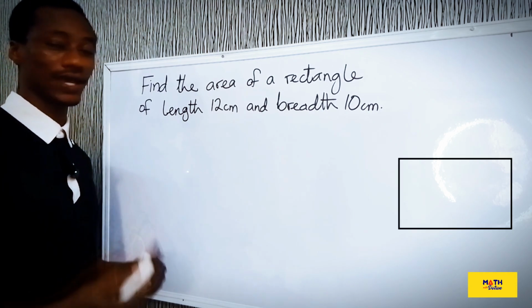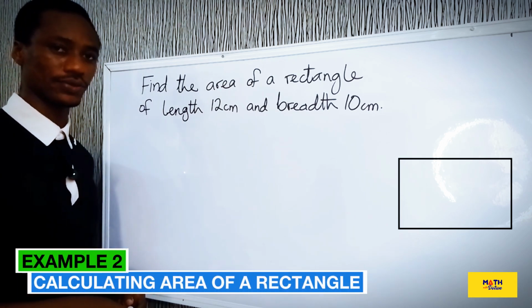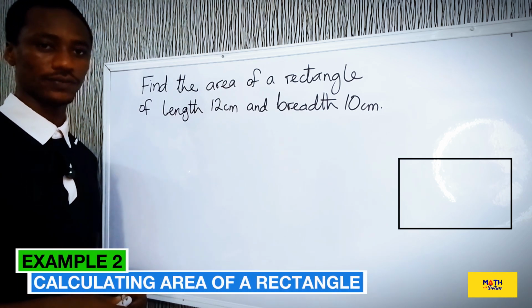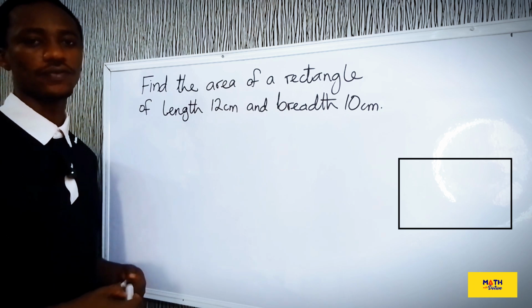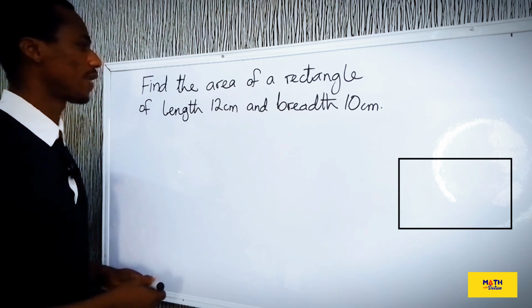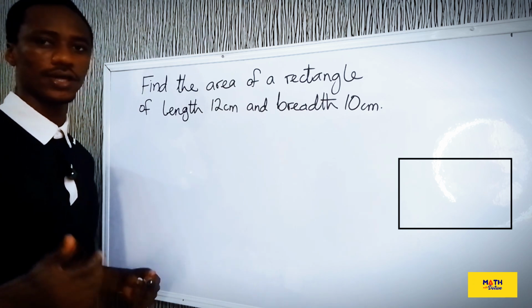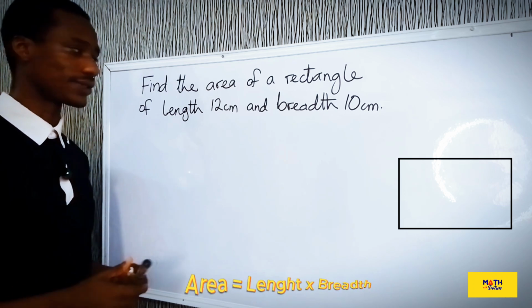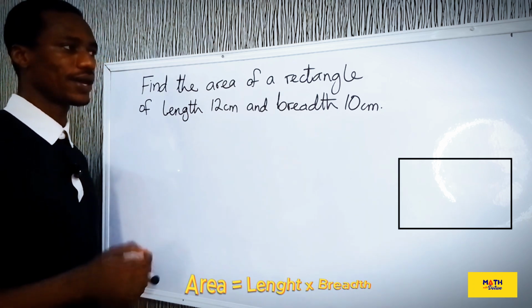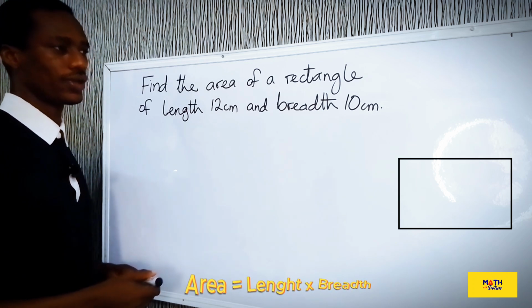All right, this is another example in this series, area of rectangle. If you are seeing this video for the first time, please do check the previous ones in the playlist, area of a rectangle. Find the area of a rectangle of length 12 centimeters and breadth 10 centimeters. This is also an entrance exam past question. Find the area of a rectangle of length 12 centimeters and breadth 10 centimeters.